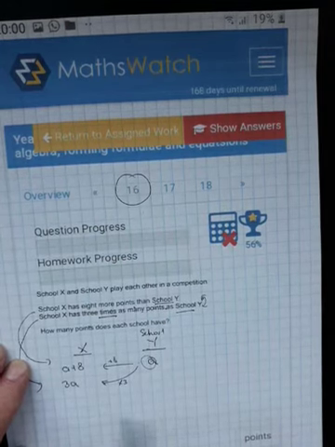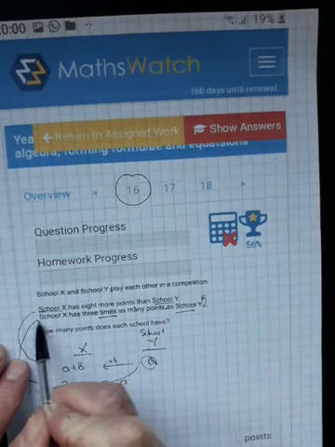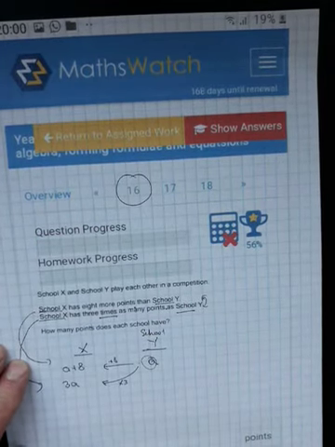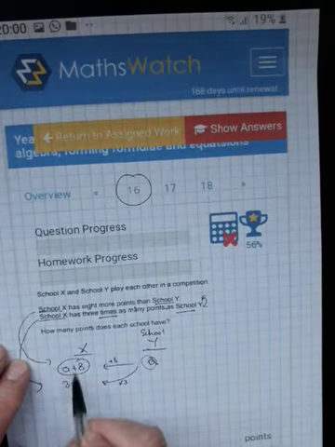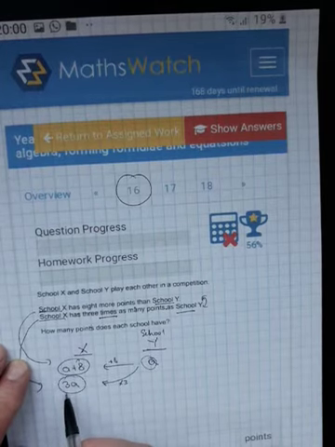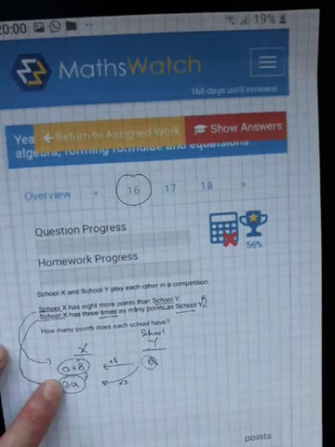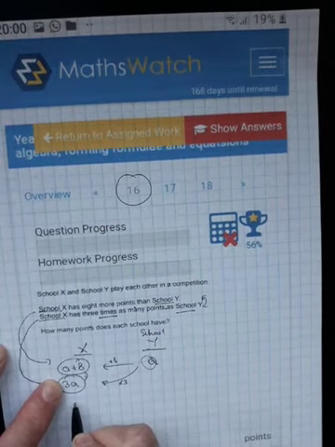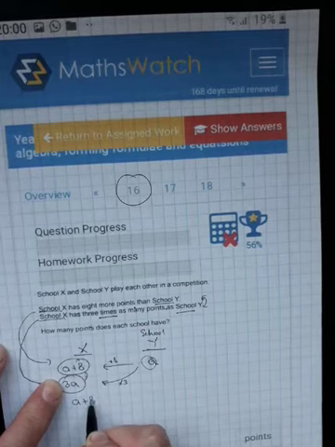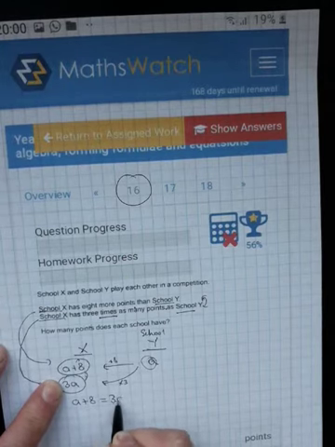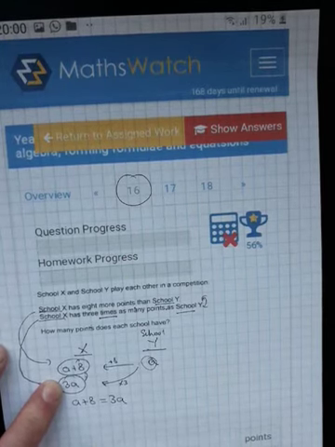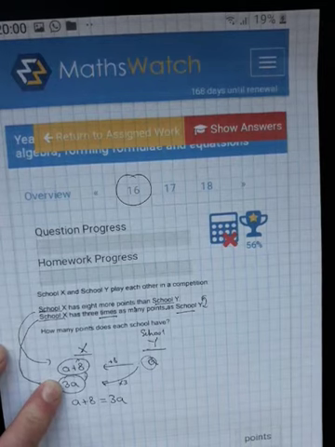Well, it's told us 2 ways that School X has got points. School X has got A plus 8 points, or we could write it as 3A points. Whatever works out, these 2 expressions must have the same value. So we can say that A plus 8 must be equal to 3A. It's the same points, 2 different ways of writing the number of points that School X has got.